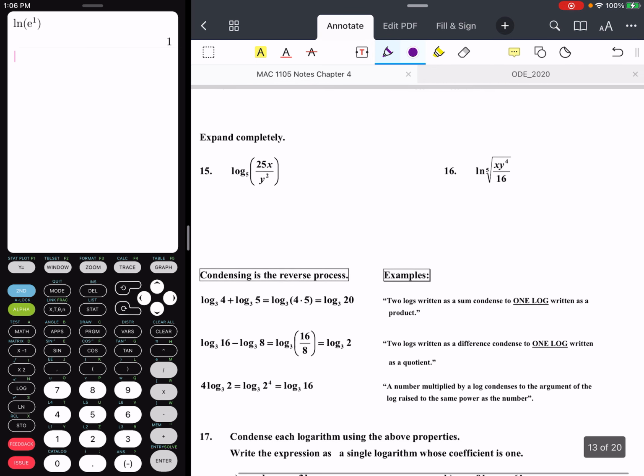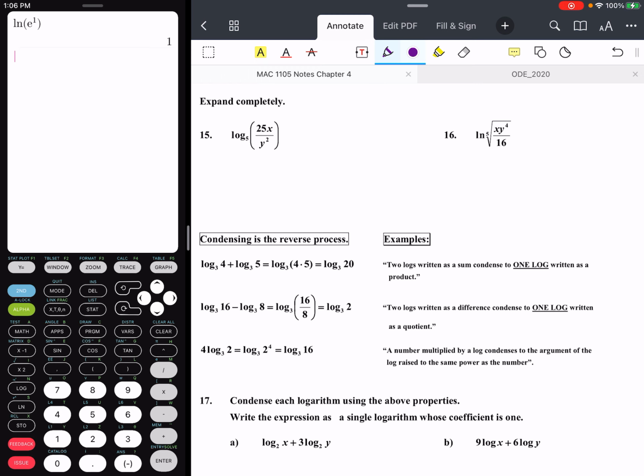Okay, and in 15 and 16, it says again, expand completely. So we're still expanding here. So lots going on in this one. Number 15, log base 5 of 25x divided by y squared. So I see a product, I see a quotient, and I see an exponent. All right, so first let's look at that overall quotient. So I'm going to break this into log base 5 of 25x. Don't need the parentheses, but I'll pop them in there because it can't really hurt. Minus log base 5 of y squared. So I use my quotient rule first.